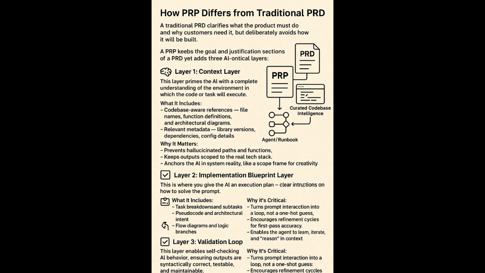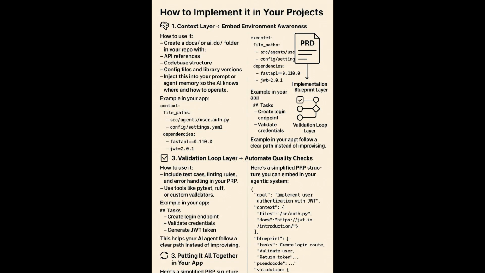Why it's critical. Turns prompt interaction into a loop, not a one-shot guess. Encourages refinement cycles for first-pass accuracy. Enables the agent to learn, iterate, and reason in context. How to implement it in your projects. 1. Context layer, embed environment awareness.